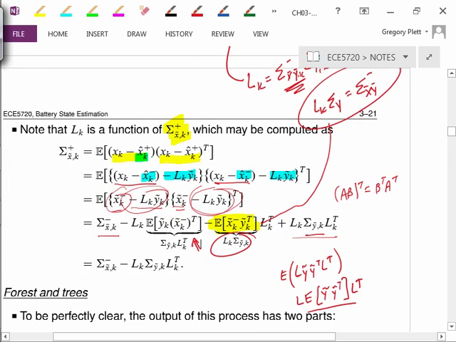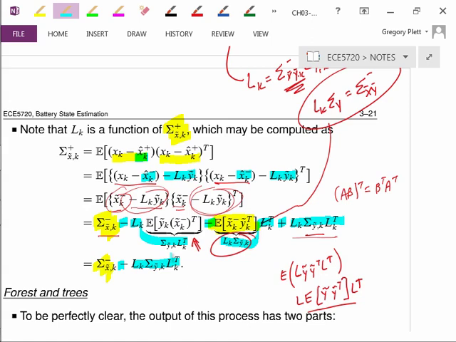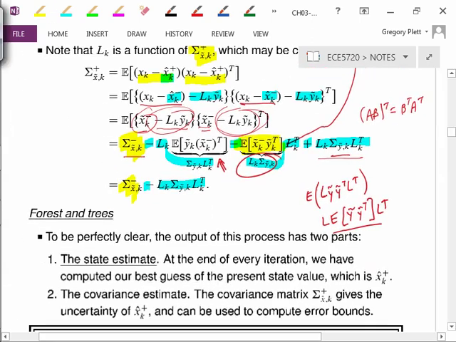What we end up with is that, and then I've got L sigma y L transpose, I've got L sigma y L transpose, and I've got L sigma y L transpose. They have the same form, except I've got minus, minus, plus. So two negatives, one positive gives me overall one negative: minus L sigma y L transpose. So the covariance of the estimate is equal to the covariance of the prediction with a correction factor, this L sigma y L transpose correction factor.